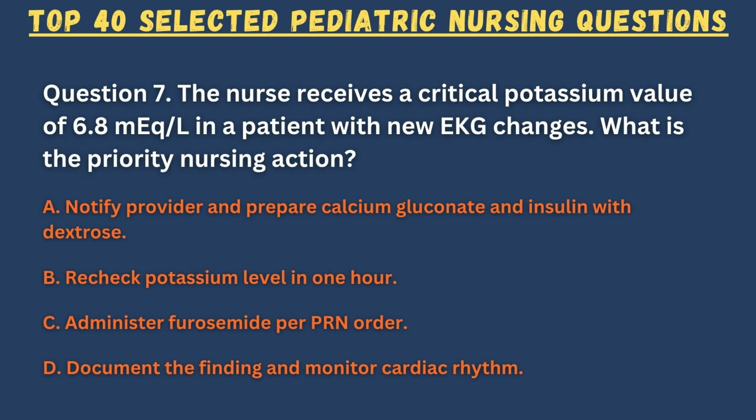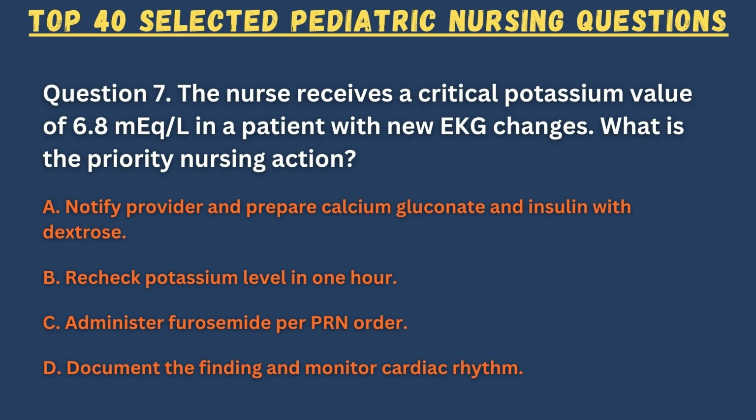Question 7. The nurse receives a critical potassium value of 6.8 milliequivalent per liter in a patient with new EKG changes. What is the priority nursing action? A. Notify provider and prepare calcium gluconate and insulin with dextrose.